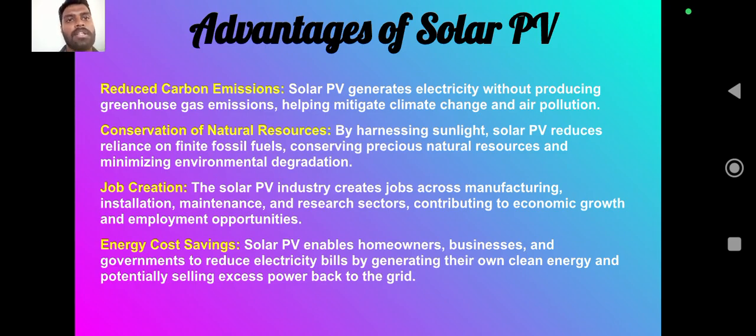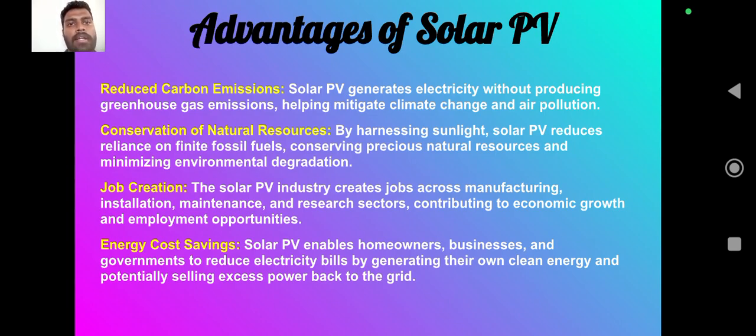And job creation. The solar PV industry creates jobs across manufacturing, installation, maintenance, and research sectors, contributing to economic growth and employment opportunities. Since to establish this solar PV technology or systems across the field or across the farm, we need people, right, to maintain these structures and all those things. Thereby it creates jobs.